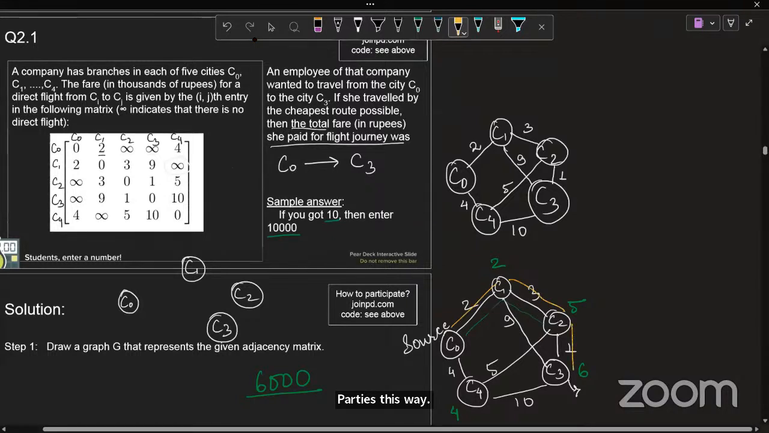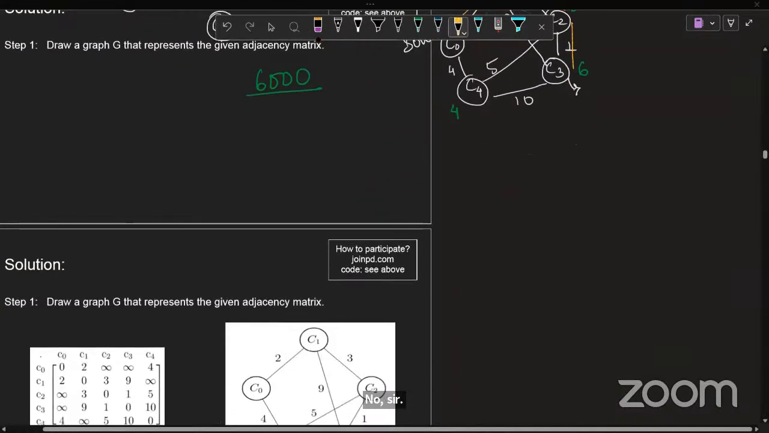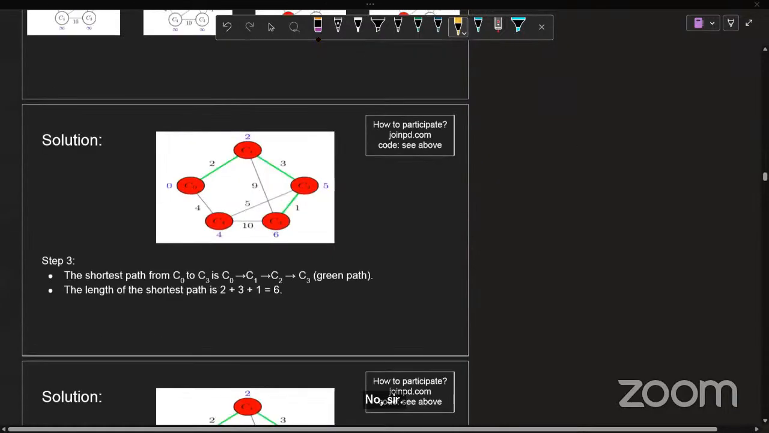Okay. Anybody having doubt in this? No, sir. If you have any doubt, you can ask me. Okay, so let's move on to the next question.